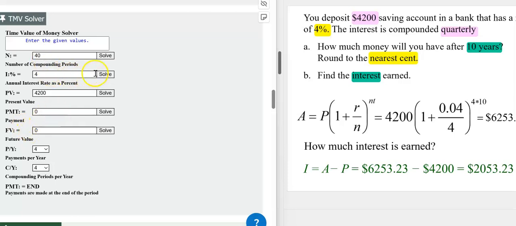Everything is filled in except PMT, but we didn't work with PMT in this case. Notice that you put the whole percent, not the decimal, as I. Now you solve for future value. You click solve, and you get $6,253.23. That's exactly the value we got before. After you find the future value, to find how much interest you earned, you do the same thing as before: future value minus principal is the interest. So this is another way to solve this problem using the TVM solver.